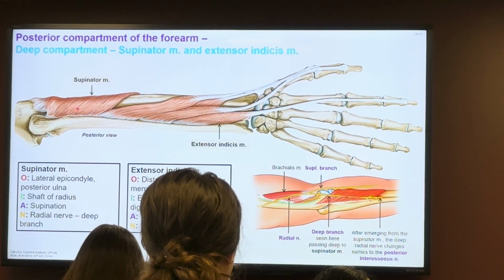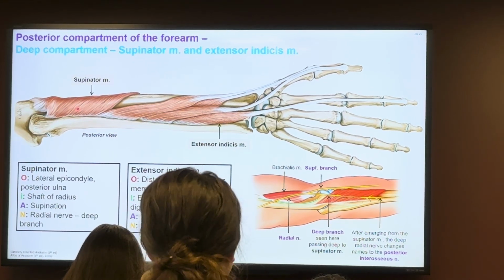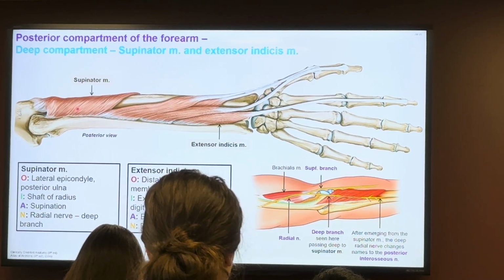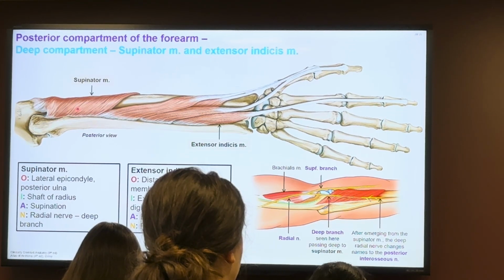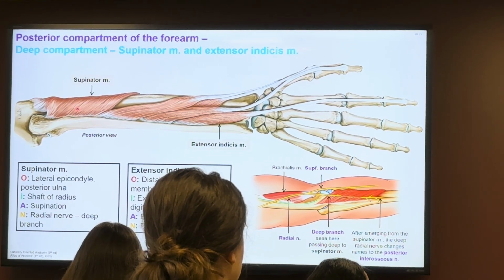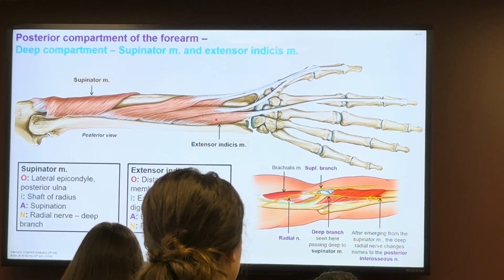So if you're trying to open your hand up like this and roll that radius over so you're in the supinated position, biceps is the strongest one to do that. You do have a backup though. The supinator muscle is just called the supinator. It will assist with that.